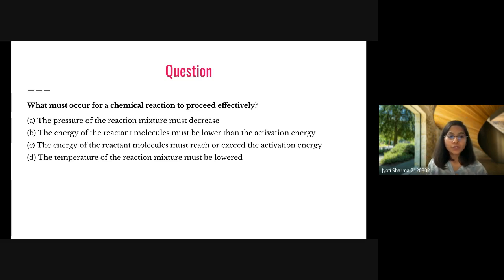Okay, the next question is what must occur for the chemical process to proceed effectively? Options are: the pressure of the reaction mixture must decrease; the energy of the reactant molecule must be lower than the activation energy; the energy of the reactant molecule must reach or exceed the activation energy; and the temperature of the reaction mixture must be lowered. What do you think? How can we increase the rate of the reaction?